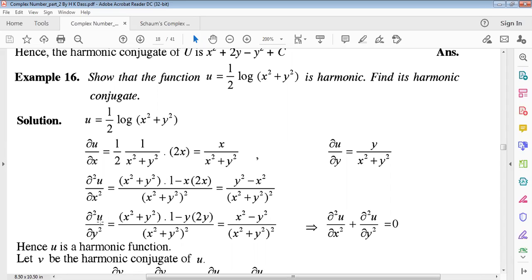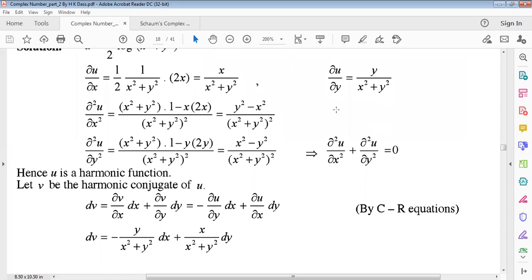Similarly, the second partial differentiation with respect to y, taking partial differentiation of u with respect to y on both sides by the u by v process, you get x square minus y square divided by x square plus y square whole square. This is equation number 1 and this is equation number 2. Adding equations 1 and 2, we get del square u by del x square plus del square u by del y square equal to 0. So this is the Laplace equation. Remember it. Hence u is harmonic because the Laplace equation is satisfied.